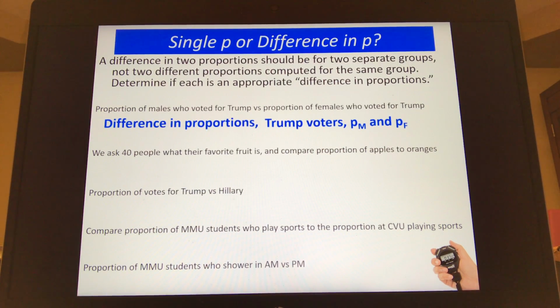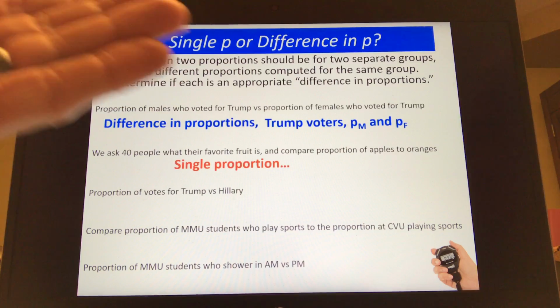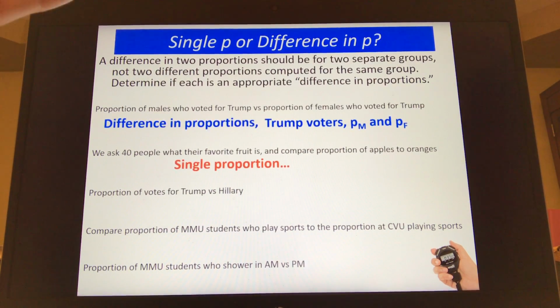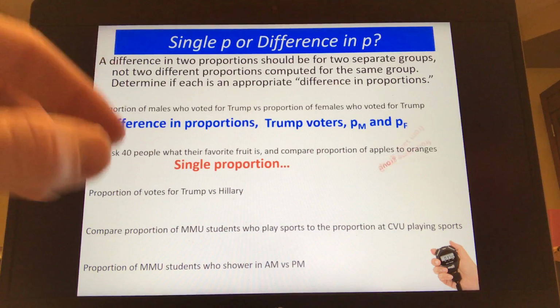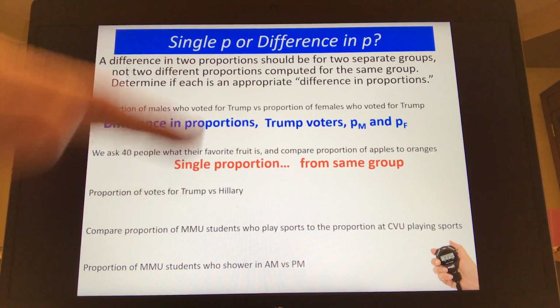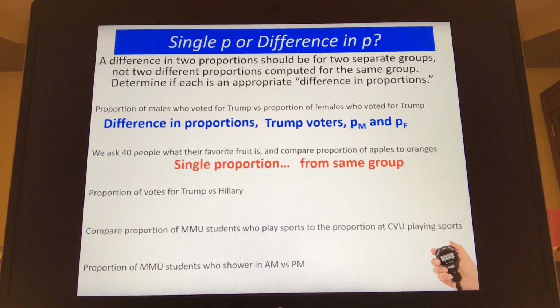The next one is not a difference in proportions. We're asking 40 people what their favorite fruit is, and some said apples, some said oranges. The proportion of people that said apples and the proportion of people that said oranges are going to have the exact same denominator. This is some number out of 40, and this is some number out of the exact same 40 people. Because you're looking at the same denominator, that's a single proportion. The methods we're going to use in this section have nothing to do with that. That's what you did in the previous section, so it's a different method if you're going to analyze that.